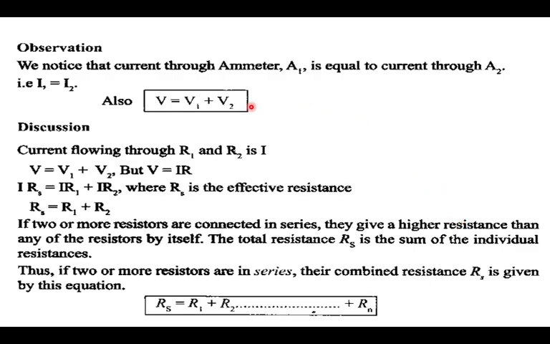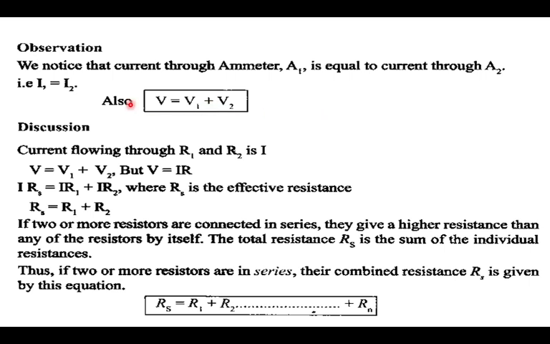From the setup, we said that I1 is equal to I2. The current read by ammeter A1 is the same as that of A2 because the circuit is in series. The components are in a series setup. So current in a series circuit is uniform, the same at all points.